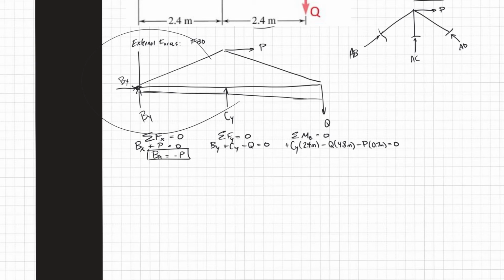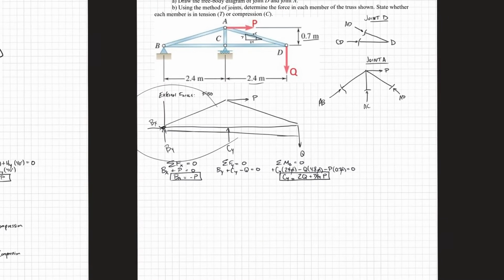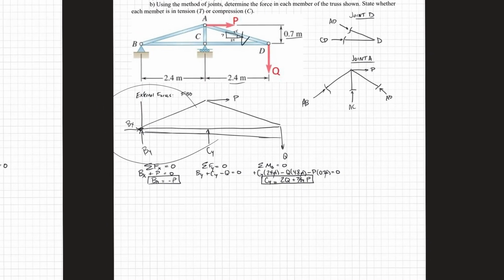So the nice thing about this is we can solve for CY. Also, all these meters are going to cancel out, which is awfully nice. And CY then equals 2Q plus 7 over 24 P. Now you may not like that 7 over 24 P, but notice, and this is one of the reasons why I like to use this triangle right here. I don't know why it's so jumpy.